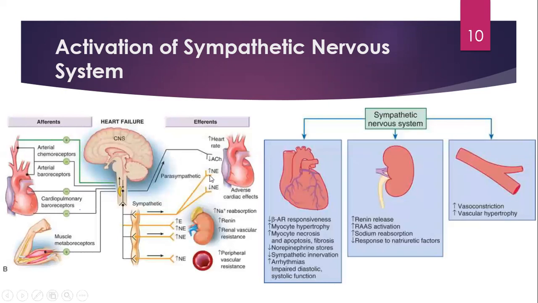This slide just shows the various pathways that are involved. For the stimulation of the sympathetic nervous system, the afferent limb of the reflexes comes from the chemoreceptors in the carotid body, which sense high concentration of carbon dioxide and other metabolites in the blood. There are baroreceptors in the aortic arch and also the carotid sinus. There are also baroreceptors in the myocardium themselves.